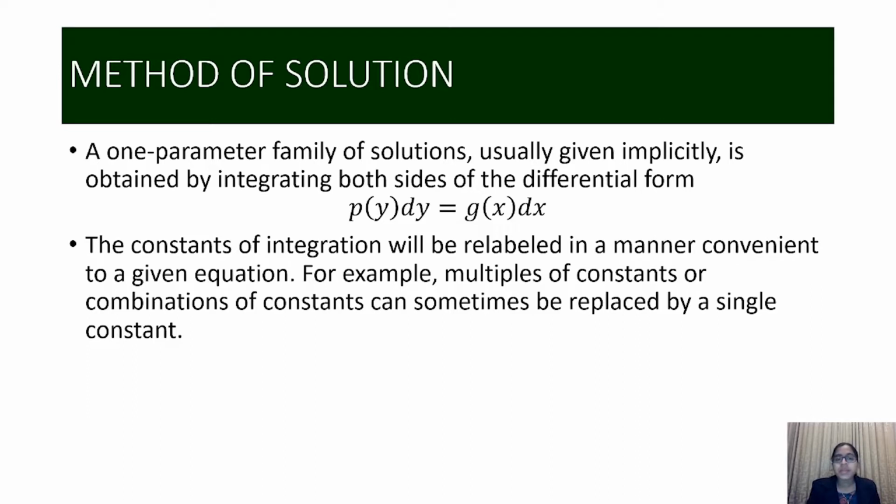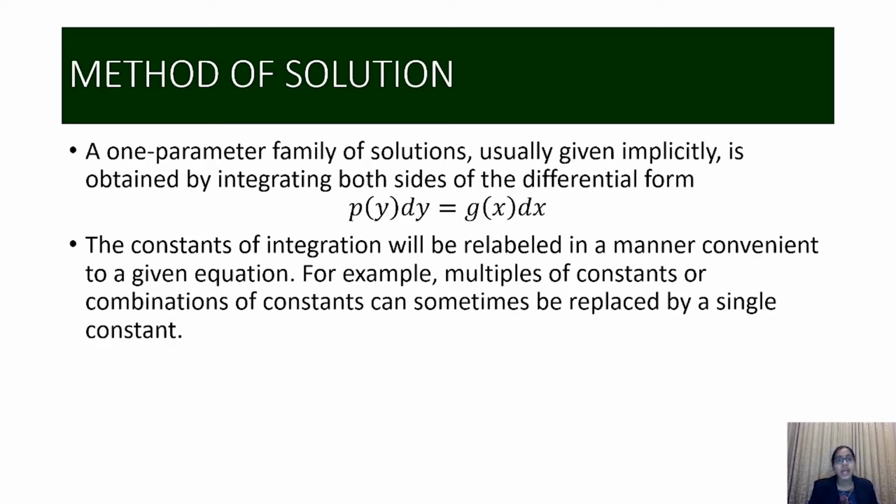A one parameter family of solutions, usually given implicitly, is obtained by integrating both sides of the differential equation, that is p of y into dy is equal to g of x into dx. So that's what I said just now. To find the solution, we just have to integrate both the sides after separating the variables and combining them with the respective dy and dx.